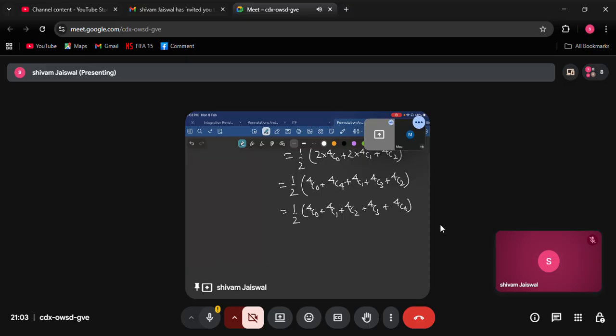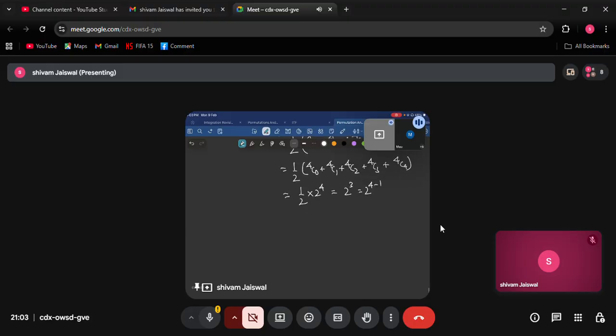Anandit, Raktim, Devang, you should be able to identify this. You only told me today. 2 to the power 4, the sum of all binomial coefficients. This will give us 2 cubed, or you can say 2 to the power 4 minus 1, because there are in total 4 shops. So thus we can conclude.